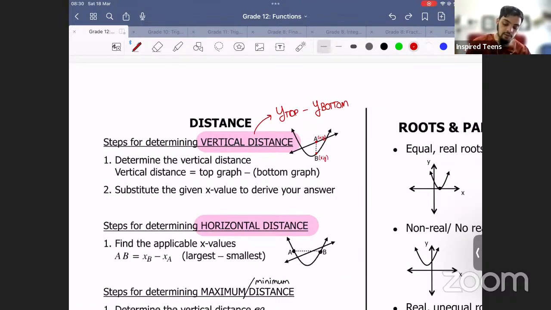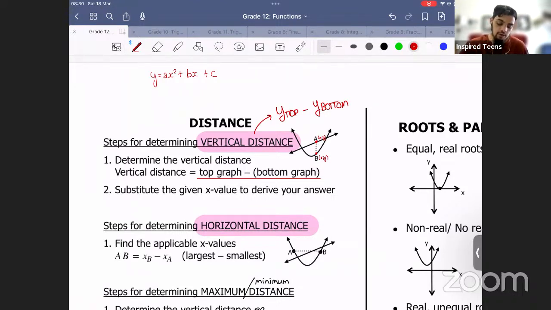Then vertical distance could also be, so remember, we said y top minus y bottom. So top graph minus bottom graph, which is basically y, because remember you have y is equal to ax squared plus bx plus c. So y does represent the graph as it is. So then substitute the given x value to derive your answer. Okay, cool.